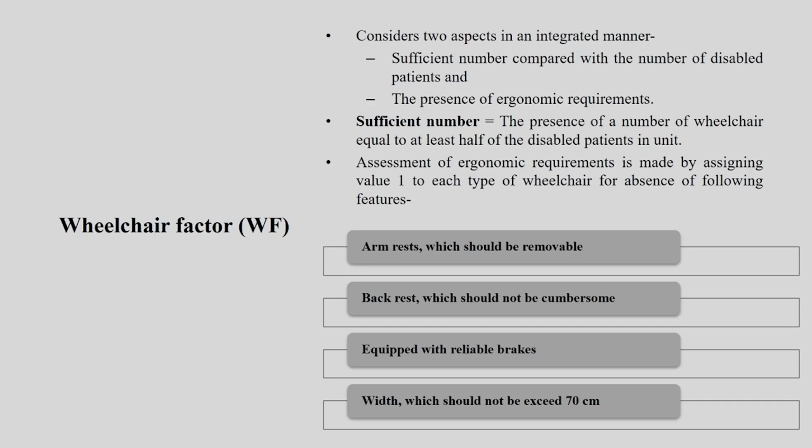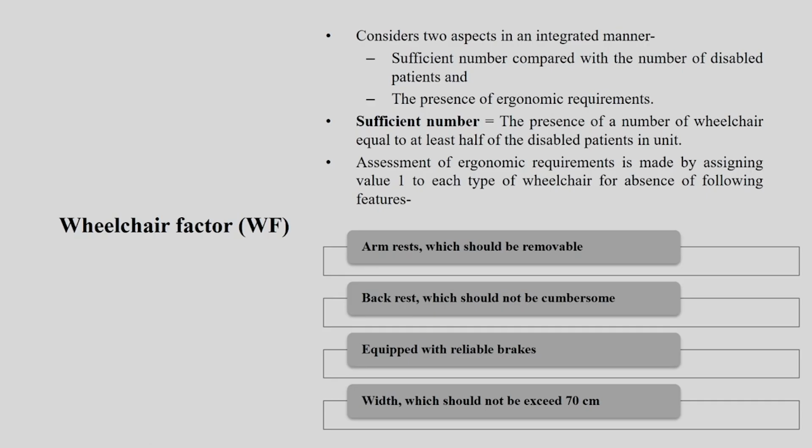Suppose you have 10 disabled patients in your unit. So, you need at least 5 wheelchairs in your unit to handle all these 10 patients. Now, if you have only 4 wheelchairs, then definitely it is insufficient. This is how we are going to calculate the sufficiency or insufficiency. Then the assessment of the ergonomic requirement is made by assigning a value of 1 to each type of wheelchair for the presence of the following features.